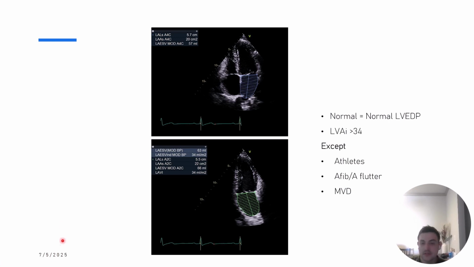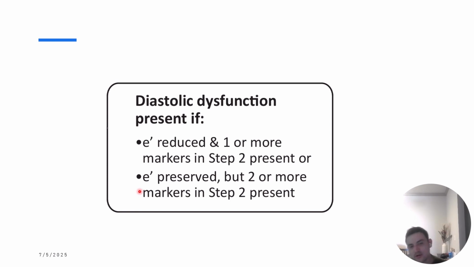Using the left atrial volume index. So diastolic dysfunction again: E prime tells you about abnormal relaxation. Then you have to find out if the LA pressure is higher or normal. E prime is reduced. You have to use just one more marker for diagnosing diastolic dysfunction. If the E prime is preserved, you need 2 markers to diagnose diastolic dysfunction.